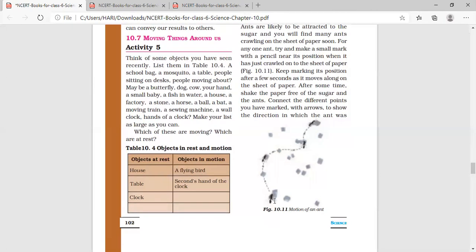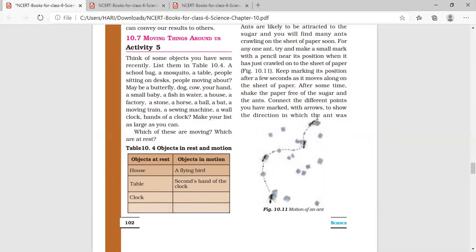First you have already marked the position where the ant was. Now after a few seconds, after 15 seconds, again you mark the position of the ant. We will see that it will be in a different position. Again after 15 seconds you mark the position of the ant. This way go on marking the different positions of the ant at regular intervals, after 15 seconds or after 10 seconds. And after marking 5-6 points, what you have to do is shake the paper. For what? For removing the ants, also for cleaning the paper of the sugar.